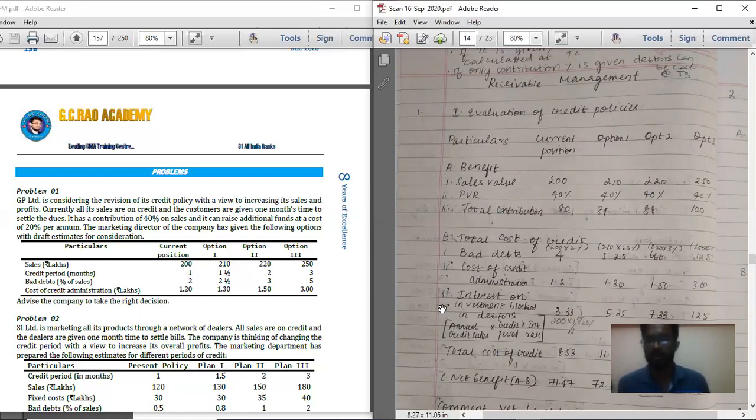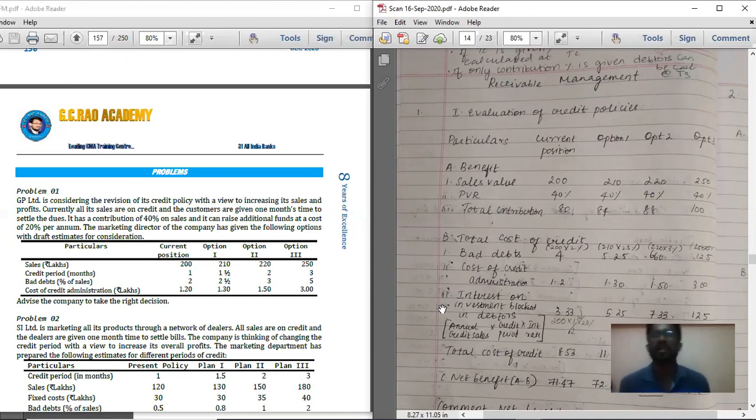Below that, draw a 5 columnar table. First column: particulars. Give some nice space, because you have to take down the calculations also. Second column: current position. Third column: option number 1. Fourth column: option 2. And fifth, the last column: option 3.